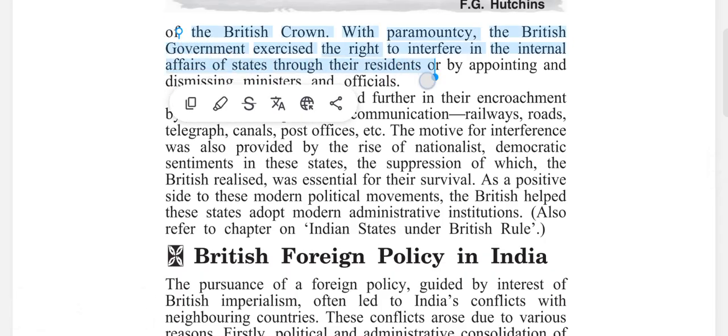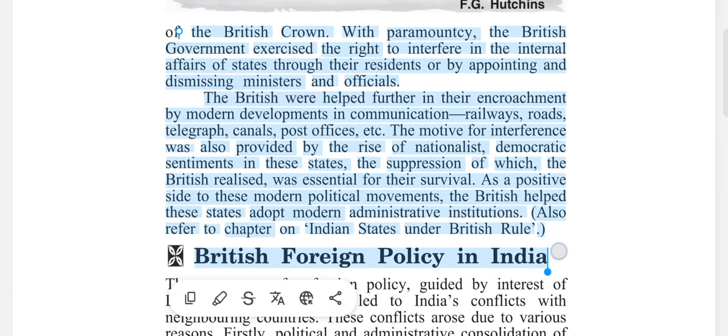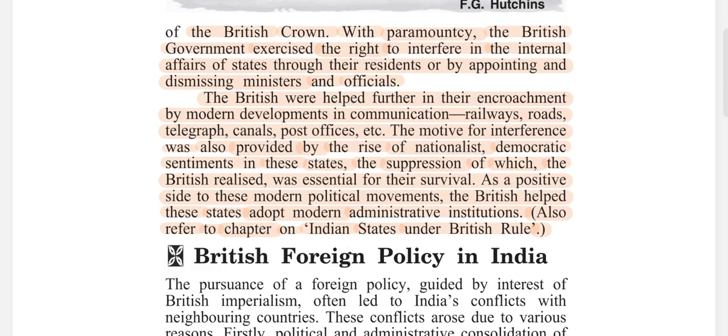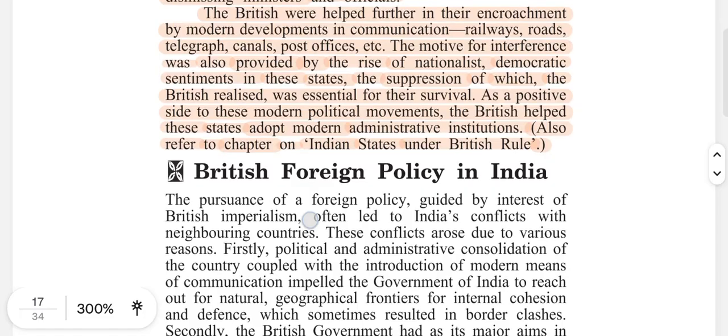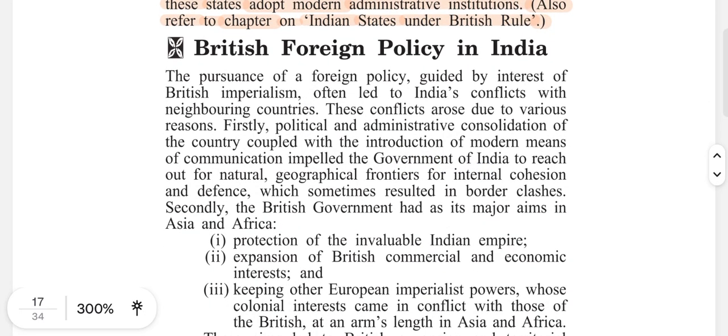With paramountcy, the British government exercised the right to interfere in the internal affairs of states through their residents or by appointing and dismissing ministers and officials. The British were helped further in their encroachment by modern developments in communication: railways, roads, telegraph, canals, post offices, etc. The motive for interference was also provided by the rise of nationalist, democratic sentiments in these states, the suppression of which, the British realized, was essential for their survival. As a positive aside to these modern political movements, the British helped these states adopt modern administrative institutions. Also refer to the chapter on Indian states under British rule.